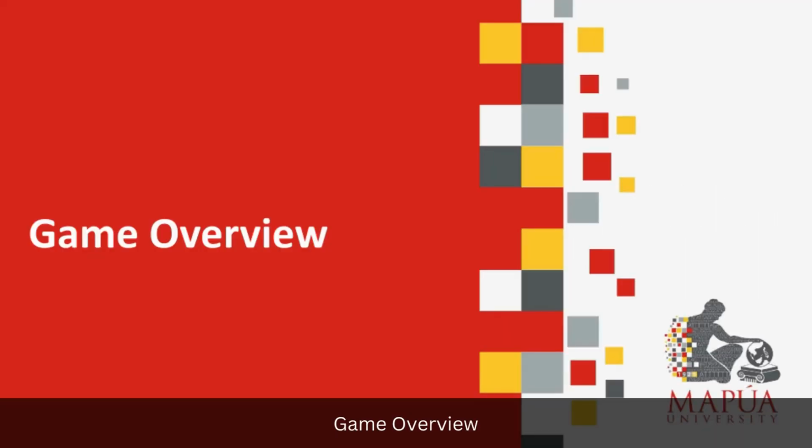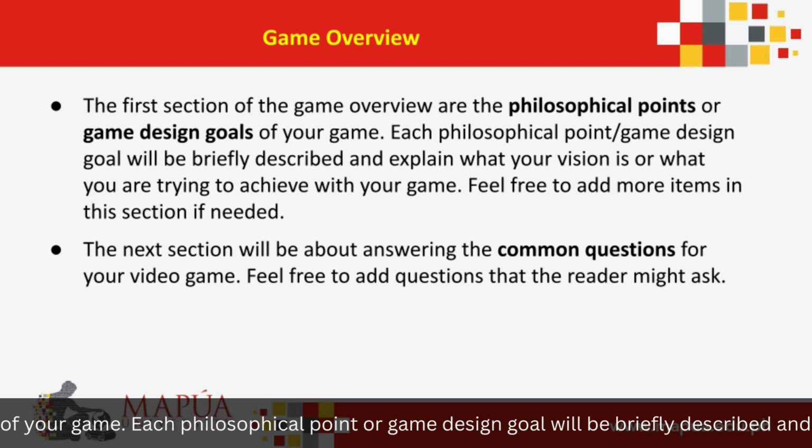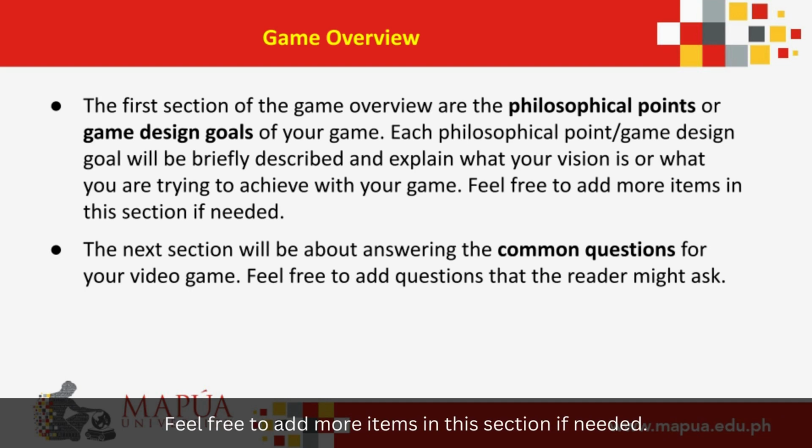Game overview. The first section of the game overview are the philosophical points or game design goals of your game. Each philosophical point or game design goal will be briefly described and explain what your vision is or what you are trying to achieve with your game. Feel free to add more items in this section if needed.